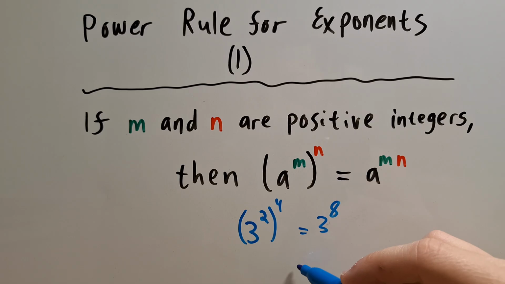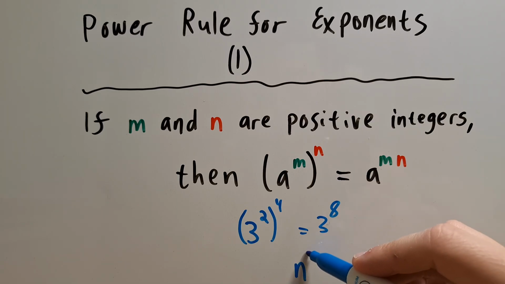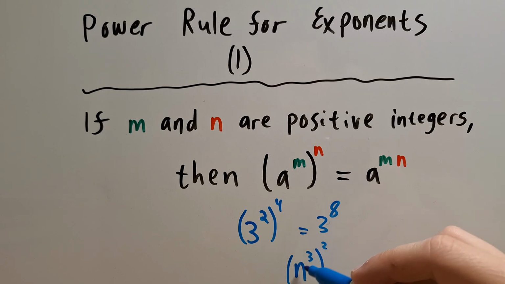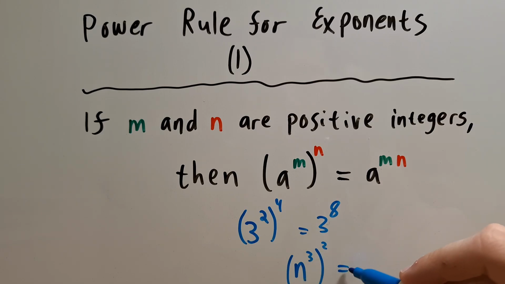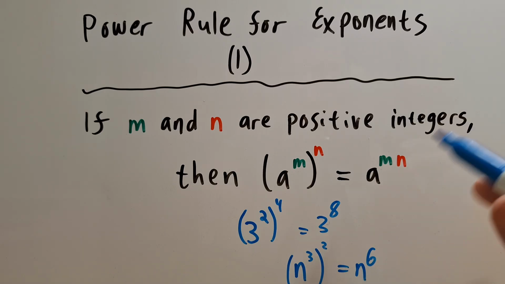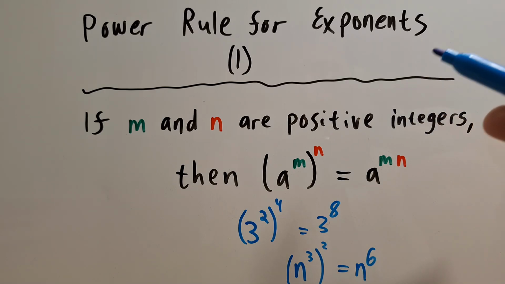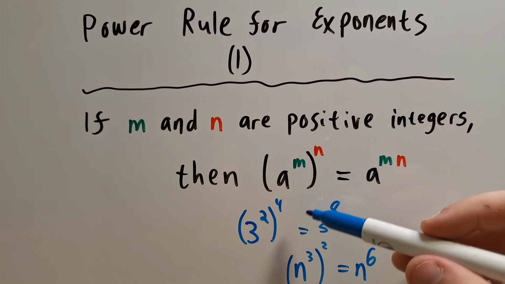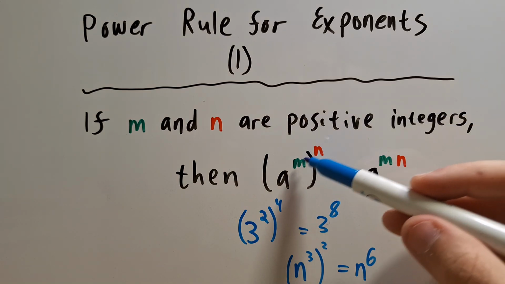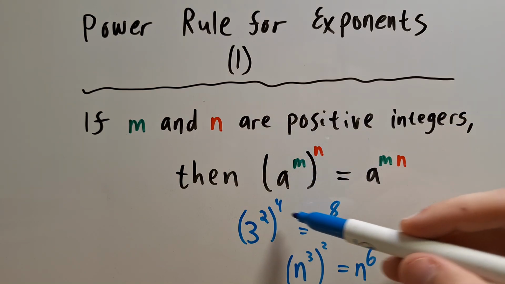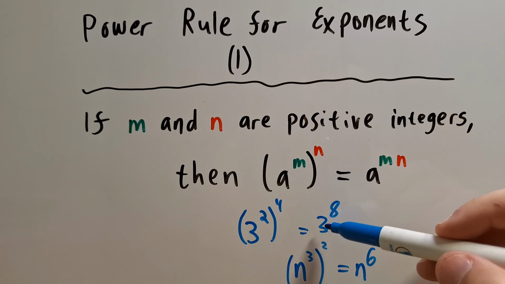Using this for variables as well, if I had n to the power of 3 raised to the power of 2, multiply 3 and 2 together, and you get n to the power of 6. This is really it for the first power rule for exponents. All you're doing is multiplying an exponent by another exponent, and you're good. Again, keeping the same base.